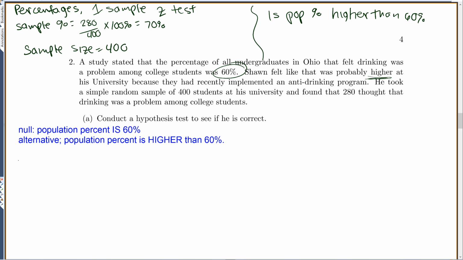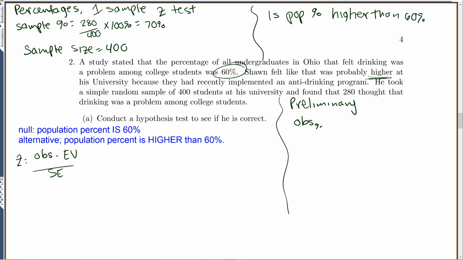Okay, you have your hypotheses. The next step would be your test statistic, which we know will be observed minus expected value over standard error. But you say, wait, I haven't found those yet. So you come over to the side and do your preliminary work. So we need to know our observed for our percentage. Well, that would just be equal to your sample percent, which is 70%. Then you need your expected value for your percentage. Well, that would be equal to your population percent, which if the null is true, will be 60%.